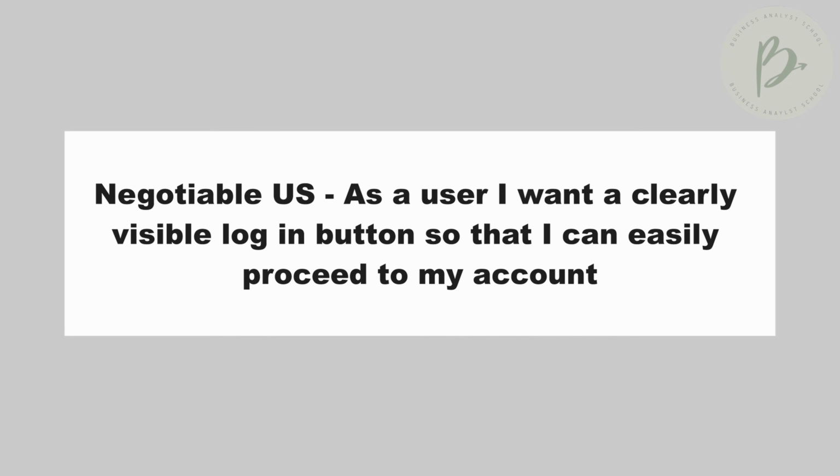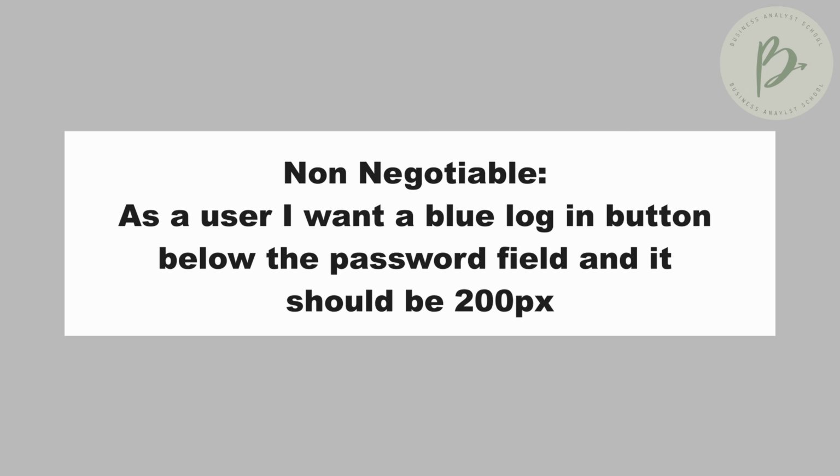An example of a negotiable user story is: as a user, I want a clearly visible login button so that I can easily proceed to my account. I haven't prescribed anything. A non-negotiable user story would be, for example: as a user, I want a blue login button below the password field, and it should be 200 pixels, right? You have prescribed it and just told them exactly what it is without allowing room for negotiation. So that's a user story that is non-negotiable. We need to make sure that the user stories are negotiable.